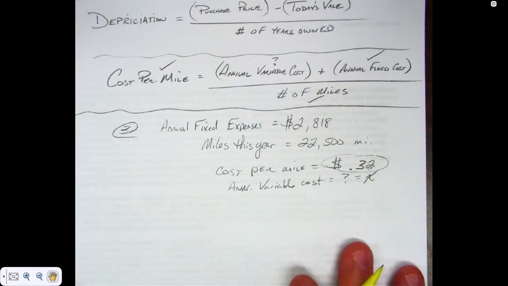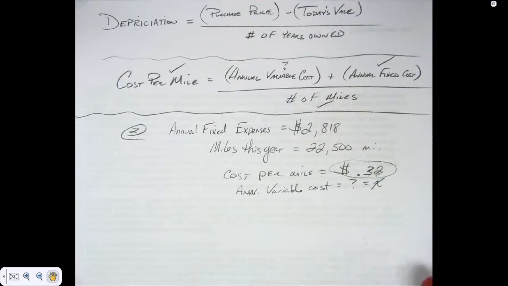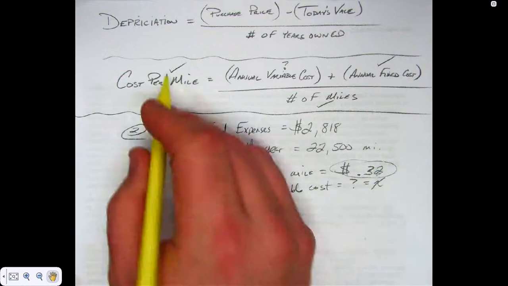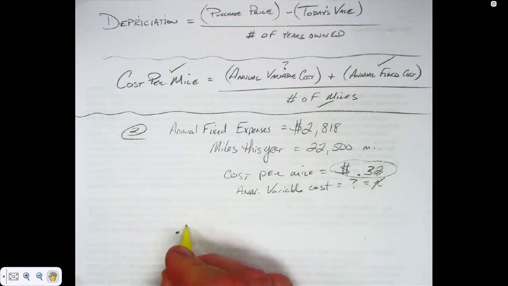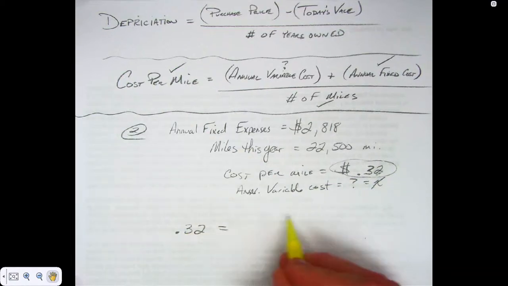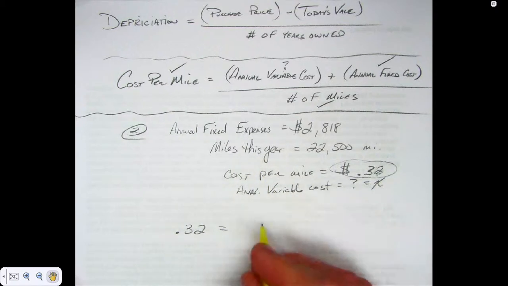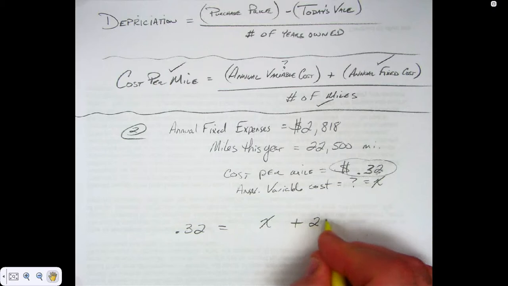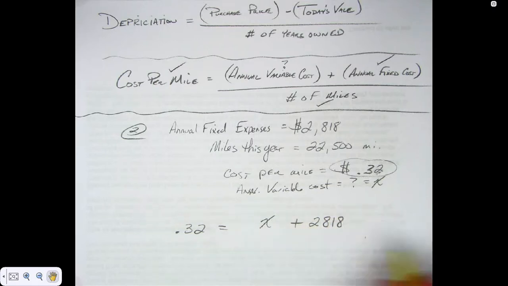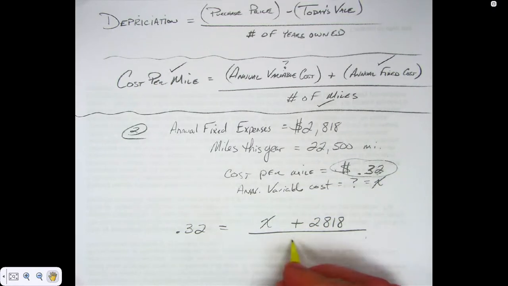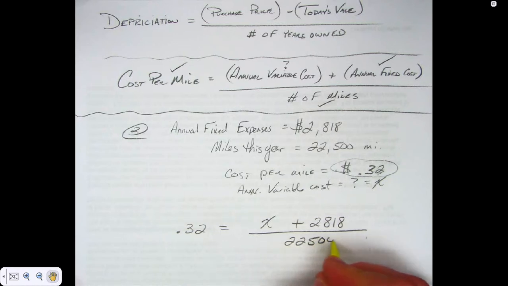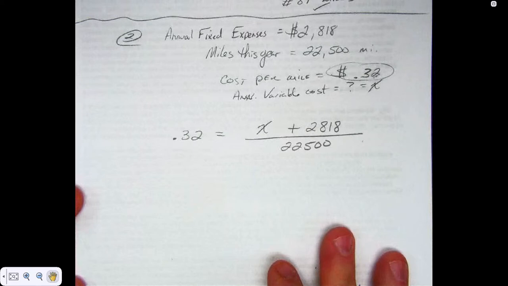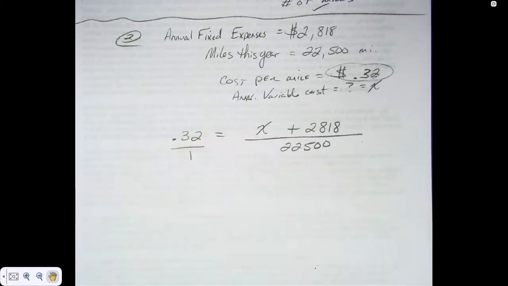Now, if you look, I need to put everything in cost per mile, so I'm going to put 0.32 is equal to my annual variable cost, that's X, I don't know what that is, plus my annual fixed cost, 2,818, all of that over my total miles, which is 22,500. Now, I would say the hardest thing here is going to be solving this equation for X, isn't it?